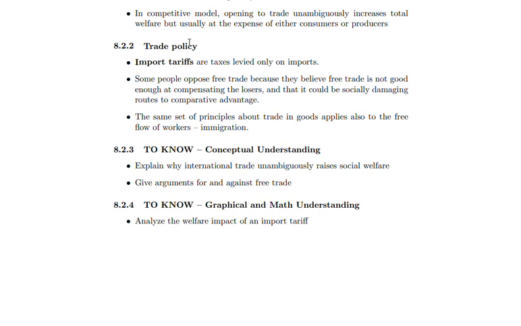and that it could be socially damaging, routes to comparative advantage. The same set of principles about trade in goods applies also to the free flow of workers. The goal is to explain why international trade unambiguously raises social welfare and give arguments for and against free trade.